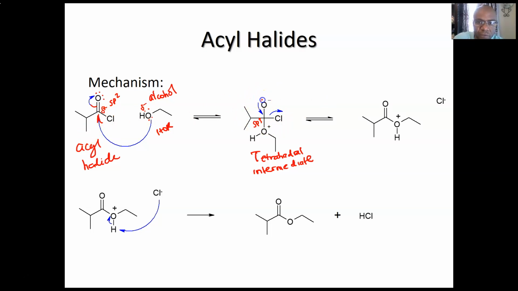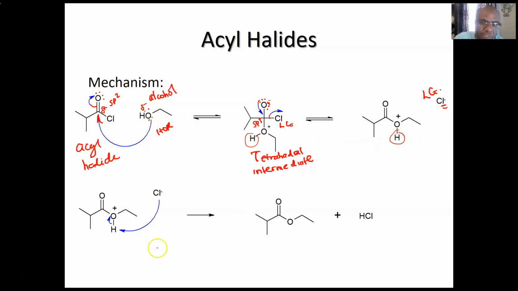Now, because it's a tetrahedral intermediate, we need to go back to our sp2 center to make a carbonyl. So you use one of the lone pairs on oxygen to remake the carbonyl as the Cl falls off, because it's a good leaving group. Now, remember when the alcohol attacked, it's still holding on to its proton.